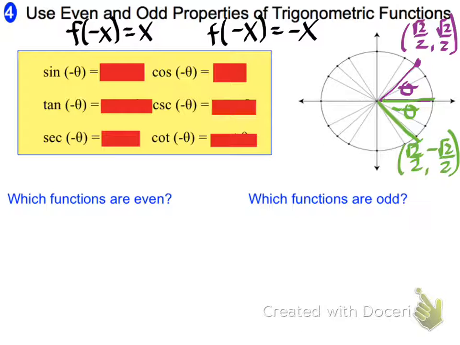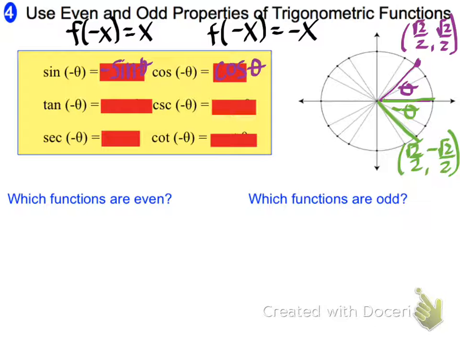So now we're taking a look at the sine of negative theta. Notice that the sine of negative theta is negative root 2 over 2. It's the opposite of the sine of positive theta. Because it's the opposite, I can say it's the negative sine of theta. Now let's look at cosine. Cosine's the x values. The x values are exactly the same, so cosine doesn't change whether or not the angle is negative.